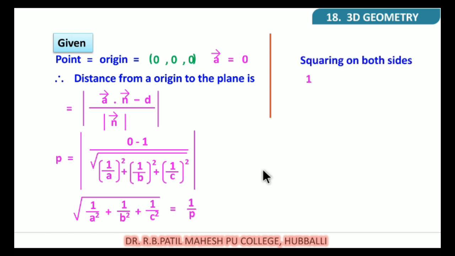Now squaring on both sides we have 1 by a square plus 1 by b square plus 1 by c square is equal to 1 by p square. So this is the proof of this given equation. Have you all got it, students?